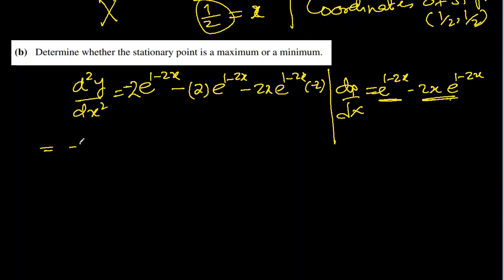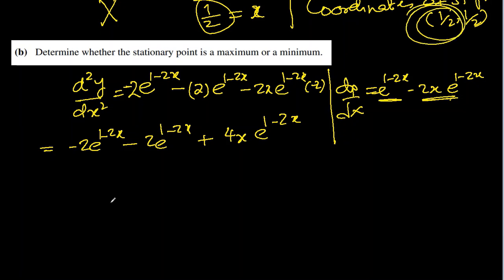It gives us minus 2 e to the power 1 minus 2x, minus 2 e to the power 1 minus 2x exactly the same, plus 4x e to the power 1 minus 2x. Alright, so now we'll plug in, because x was 1 over 2, so we'll plug in that 1 by 2 in every x value, and let's see whether we get a negative value or a positive value.